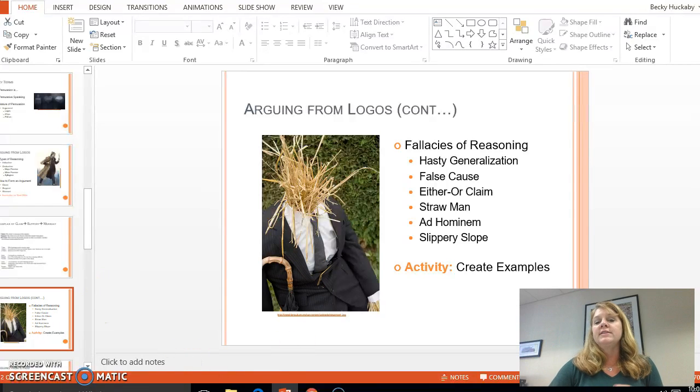When you're arguing to someone's logos, you want to talk about some of these things. There's some great examples in your book. If you want to go back and look at your reading, you want to watch out for a false call. Sometimes you're leading them down an either or claim. You can either do this or you can do that. A lot of times these are very difficult when making an argument.